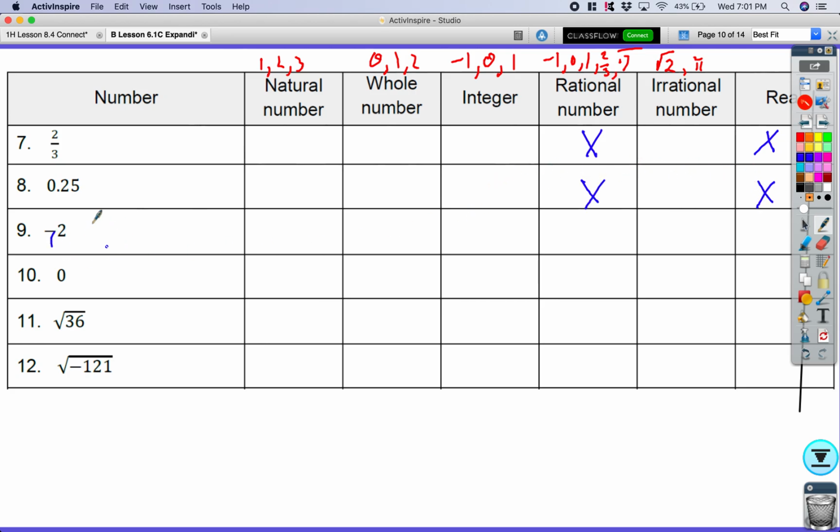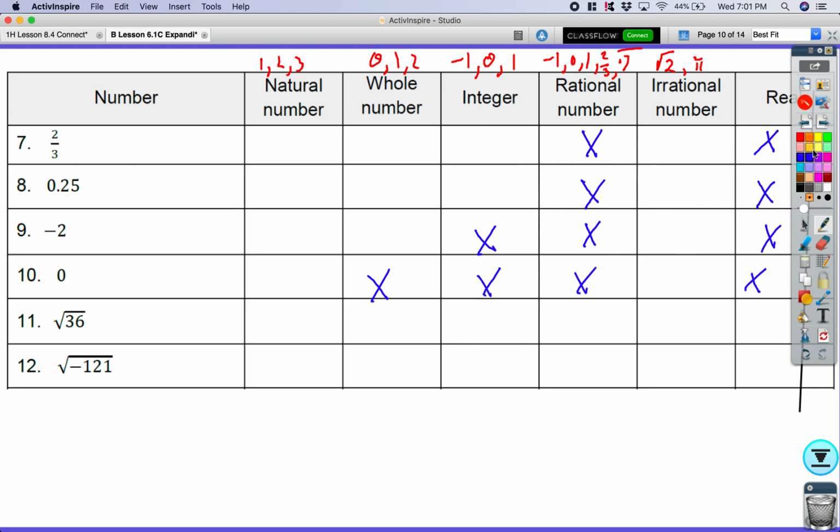So we're going to see something a little different now. I got a negative 2. Well, let's see where negatives begin. They don't begin with natural numbers or whole numbers. They begin with integers. So since it's an integer, it's everything after that. Okay, so it'd be rational numbers. And then, since it's rational, it can't be irrational, but it is real. 0 is a whole number, integer, rational, real.